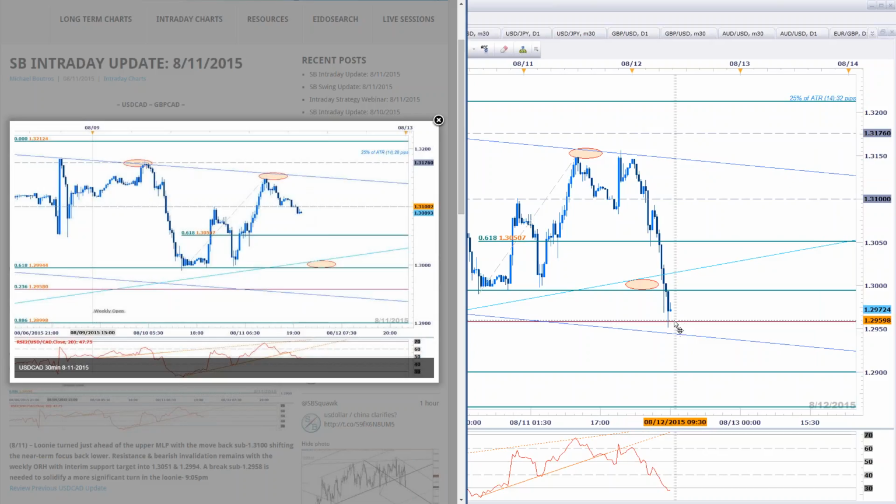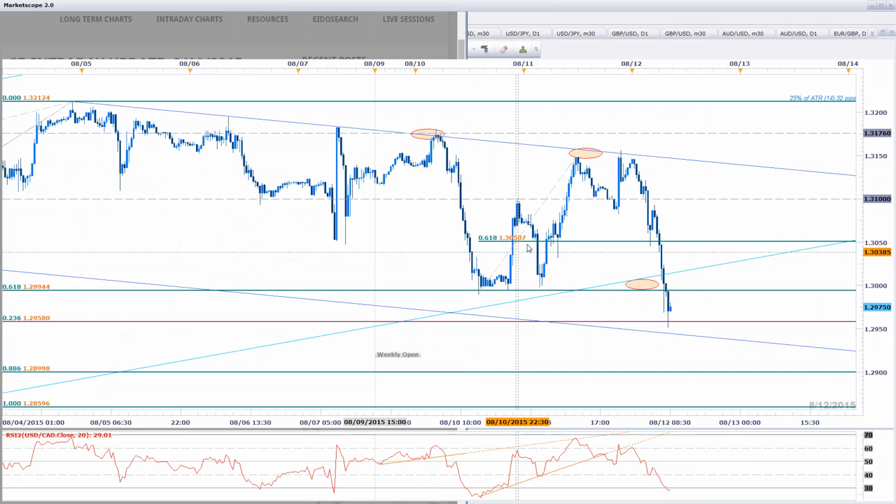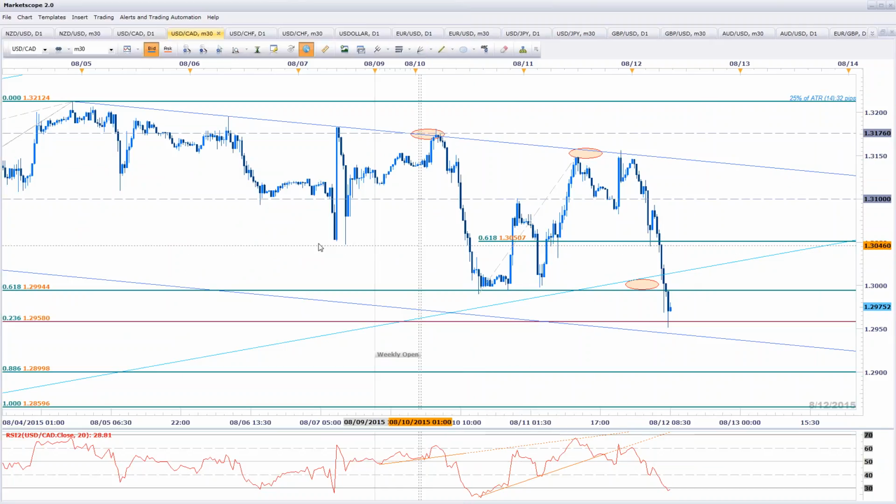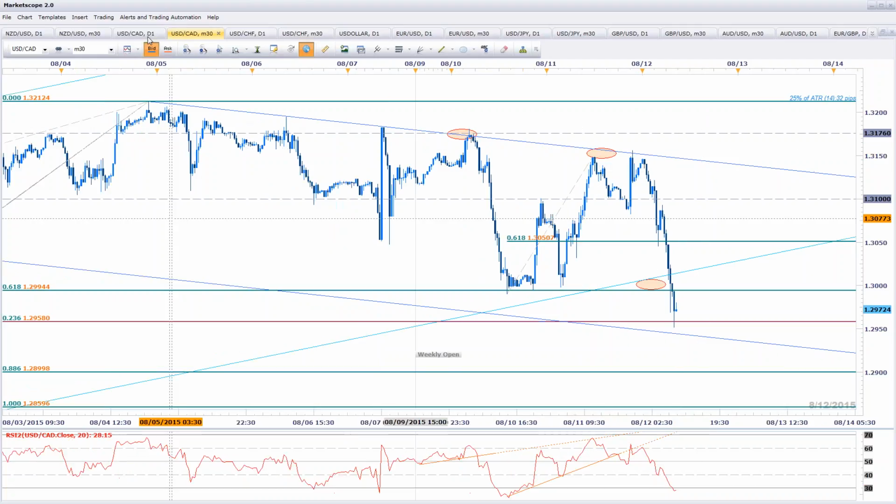We're testing, like I said, that 236, that median line right now, so you could see a little bit of a pop here in U.S. trade, but we'll be looking for short triggers. We'll be looking for resistance to sell rallies while below 130.50, which is, again, that swing low from Friday and the 618 of that range for the week that we made yesterday. So still looking for a downside move here for the dollar CAD.